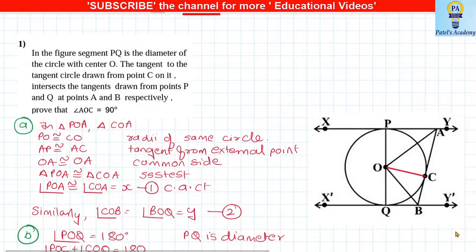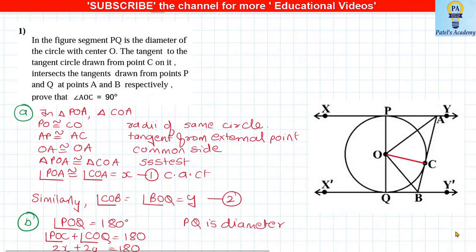Here we have the question and the figure is on the right hand side. They have given PQ is the diameter and XY and X dash Y dash are the tangents, and we have to prove that angle AOC is 90 degree. Have a look at the figure. I'm talking about these two triangles, ticked with green color. We are going to prove these two triangles congruent. So let's see the marking.